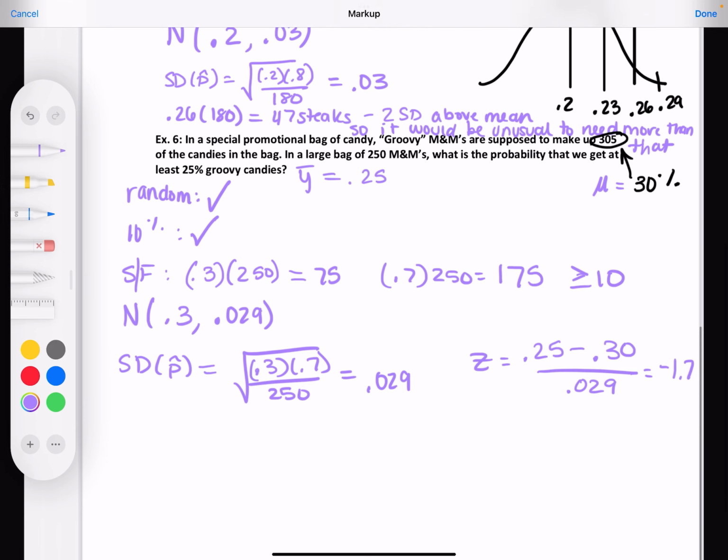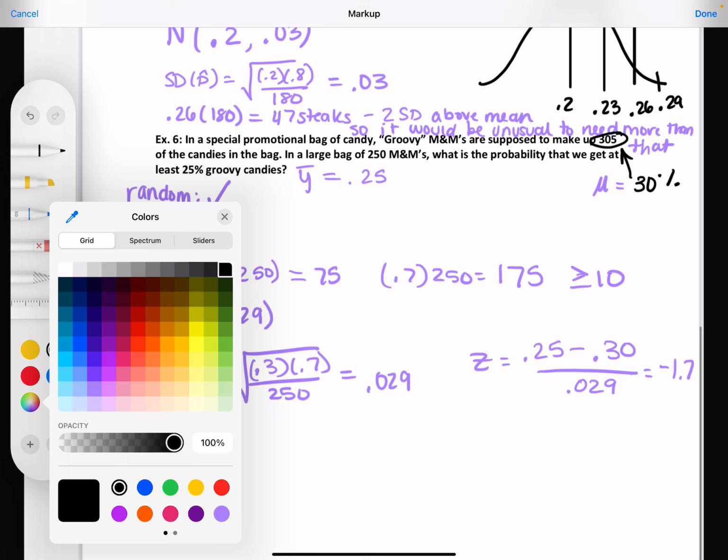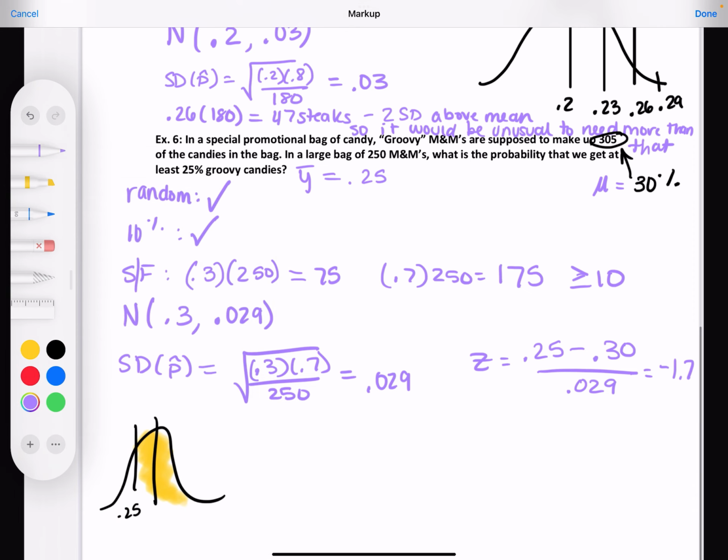So, a rough sketch of this. The mean is 0.30, but I need greater than 0.25, so I want this area over here. Again, it's just a rough sketch. So you're going to run the normal CDF of negative 1.7, then 1 times 10 to the 99, and then 0 and 1 again because it's a normal model.